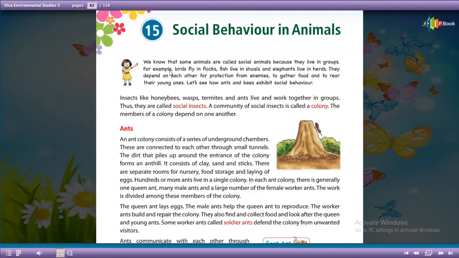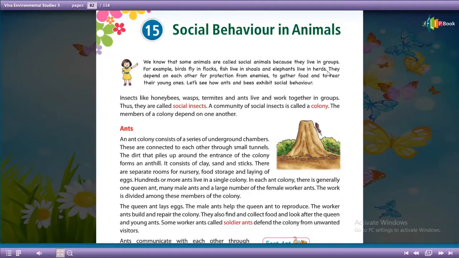For example, birds fly in flocks. A group of birds is called a flock. Fish live in shoals. A group of fish is called a shoal. And elephants live in herds. In the same way, a group of elephants is called a herd. So elephants also live in herds.